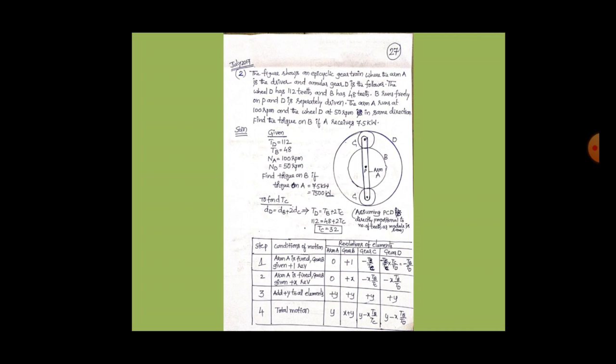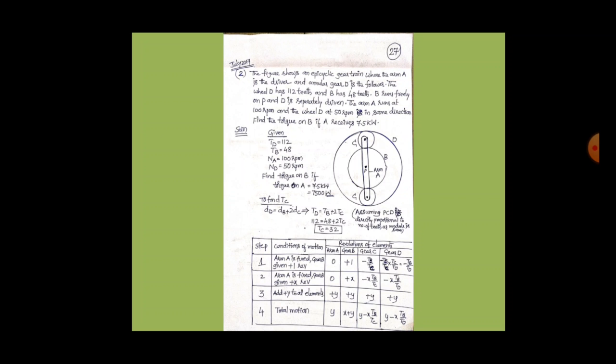And the arm A runs at 100 rpm, so NA is equal to 100 rpm. Clockwise or anti-clockwise he has not mentioned, so directly 100 means it is plus 100, which means we have to consider it anti-clockwise according to our sign convention. And wheel D at 50 rpm, therefore ND is equal to 50 rpm. Both are in the same direction.